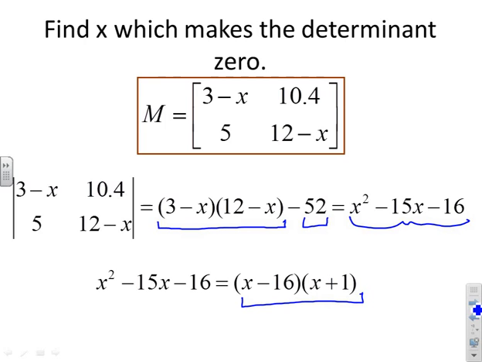Now what you can do is you can try substituting these values in. So for example, if I did x equals 16, what would the matrix become? I get minus 13, 10, 4, 5 and minus 4. Now if you do the determinant of that matrix, you will find that it's 0. And similarly, you can plug in x equals minus 1 and you'll get the same result.